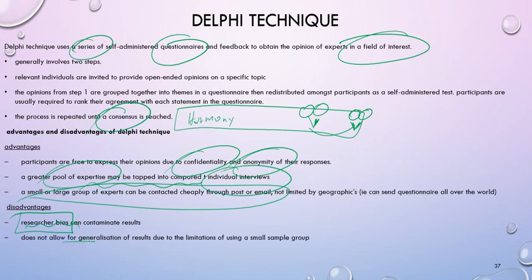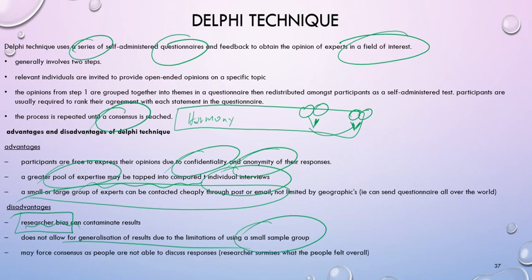So again, it doesn't allow for generalization because we are talking about still small groups. They could be around the world, but because they're experts, it's still a small group. It's not all the population. And the consensus sometimes could be forced because people do not discuss their responses, okay? And the researcher summarizes what was the overall feeling, not the actual saying. So again, this effort to create consensus is problematic.